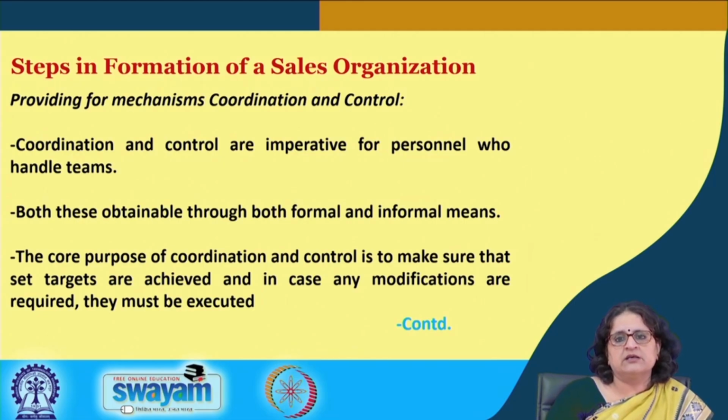And then the organization should ensure or provide mechanisms of coordination and control. Unless there is a mechanism for coordination and control, things will be very difficult. Such mechanisms can be either formal or informal, and the objective of coordination and control is to ensure that targets are achieved, and that any modifications are executed in a proper manner.